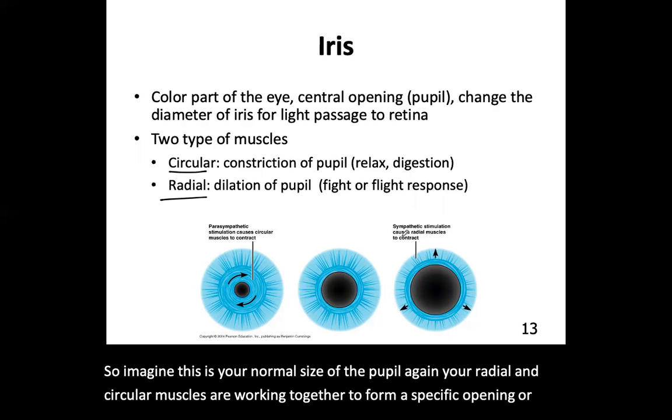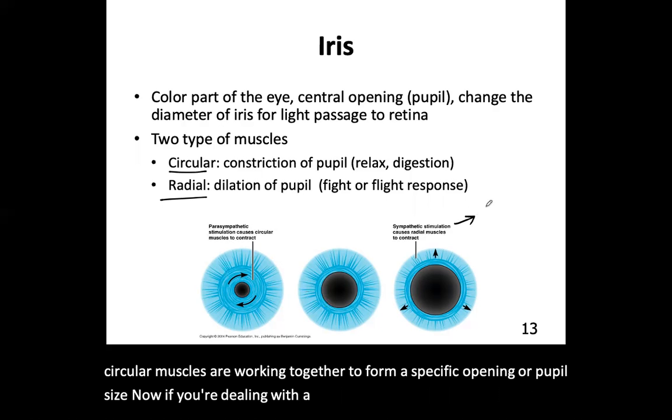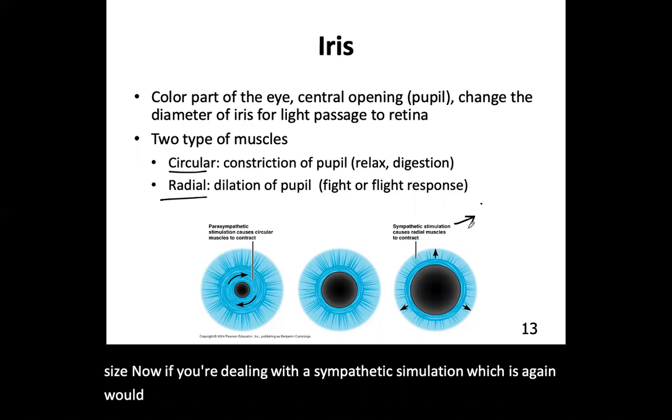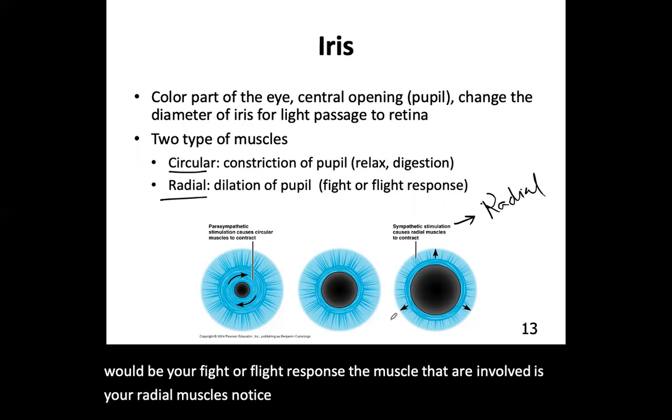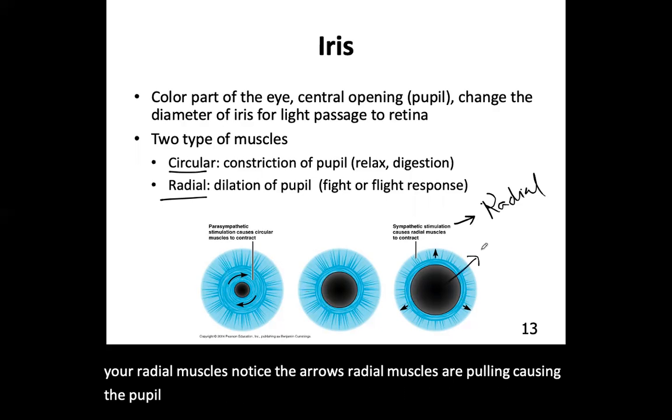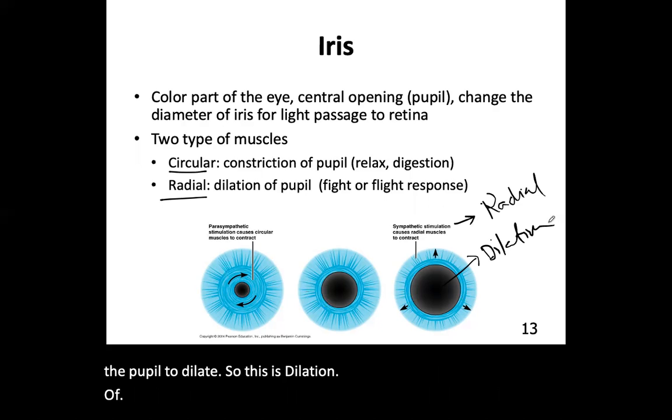Now, if you're dealing with a sympathetic stimulation, which would be your fight or flight response, the muscles that are involved are your radial muscles. Notice the arrows. Radial muscles are pulling, causing the pupil to dilate. So this is dilation of the pupil.